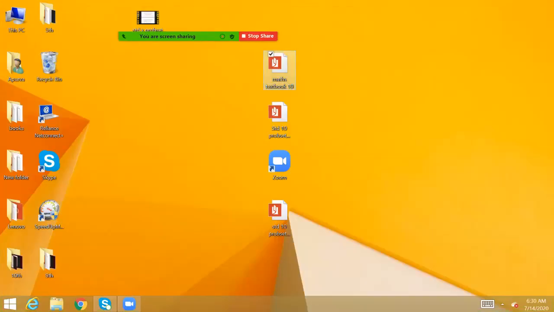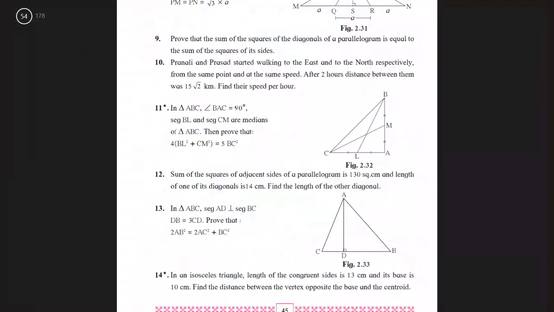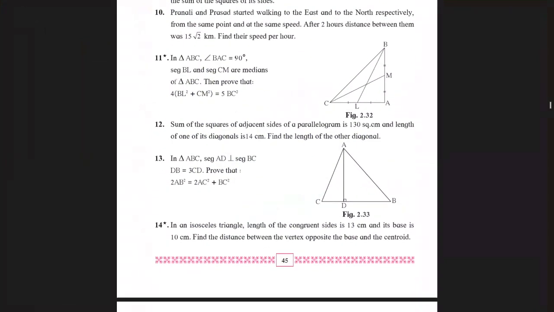Hello children, we now begin with question number 11 of the problem set. Question number 11: in triangle ABC, angle BAC is 90 degrees, segments BL and CM are the medians of triangle ABC. Prove that 4(BL square plus CM square) is 5BC square.